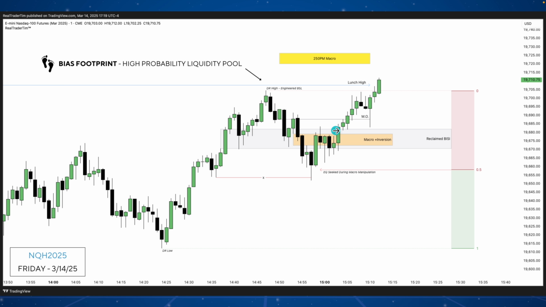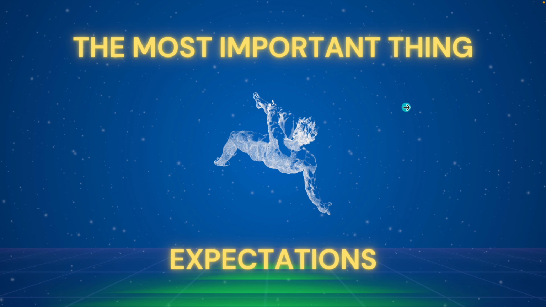Okay, but this candle's close shows us that bearish order flow is breaking down simply, and that bullish order flow is being reclaimed because this was a BISI. Okay, after macro manipulation. But again, note the bias footprint. Right before the macro window, we are falling short, engineering buy-side liquidity one last time before macro manipulation and actually delivering higher to it.